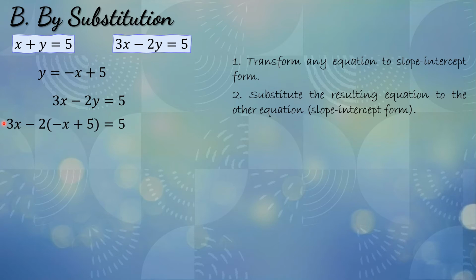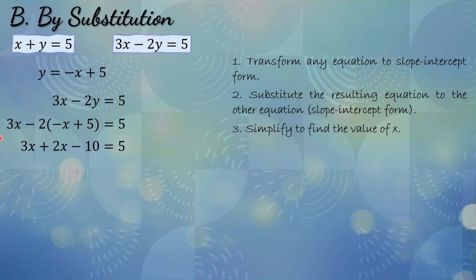Kaya magiging 3x minus 2 times negative x plus 5 equals 5. Third step is to simplify to find the value of x. So, paano ba natin isi-simplify ang resulting equation na ito? So, we will first have to distribute negative 2 to negative x and positive 5.